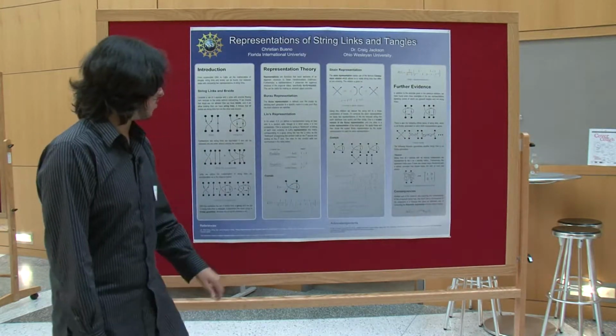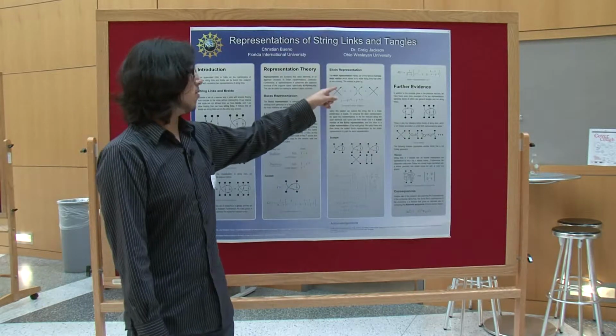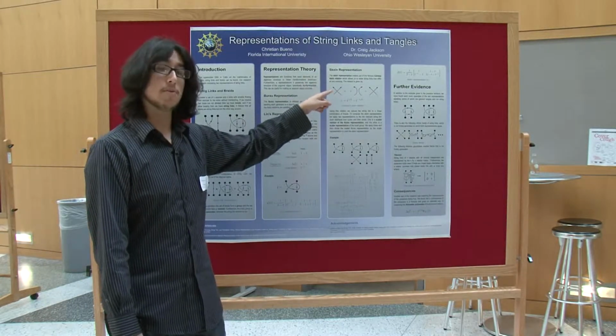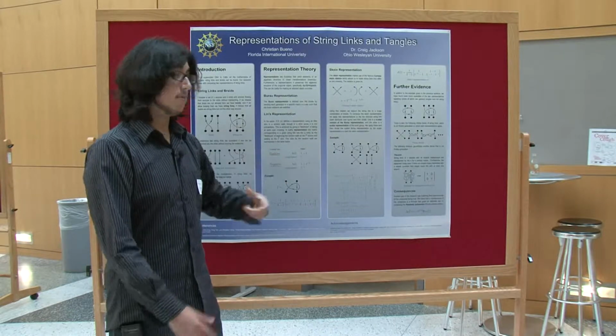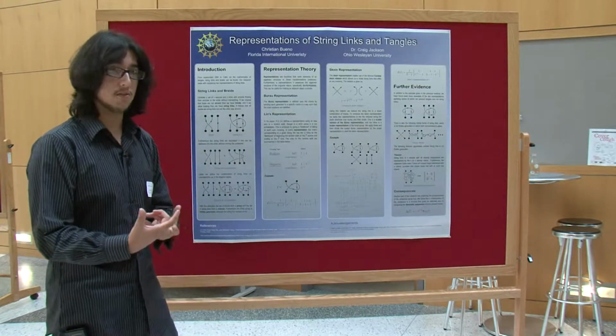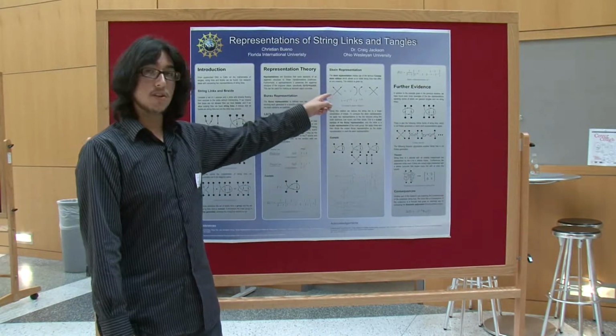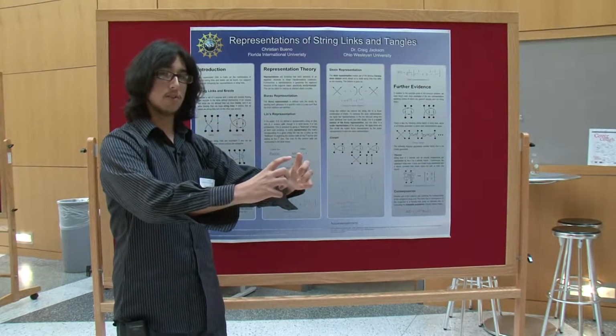So that's Lin's representation, and here's the example. The skein representation is the second representation that pops up in our project, and it's defined by using the famous Conway-Skein relation of knot theory. What that relation does is it says, let's zoom in on one crossing.